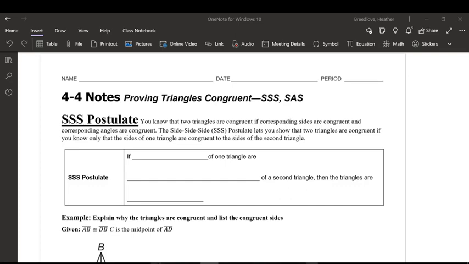Okay, so this is 4-4, and we're talking about proving triangles are congruent with the side postulate and the side angle side postulate. So we have two postulates, and they prove that triangles are congruent.